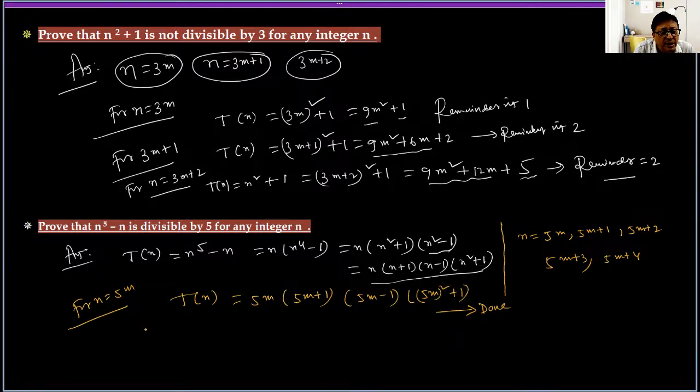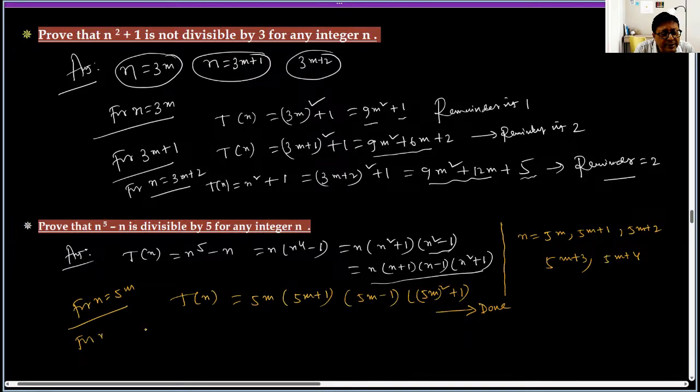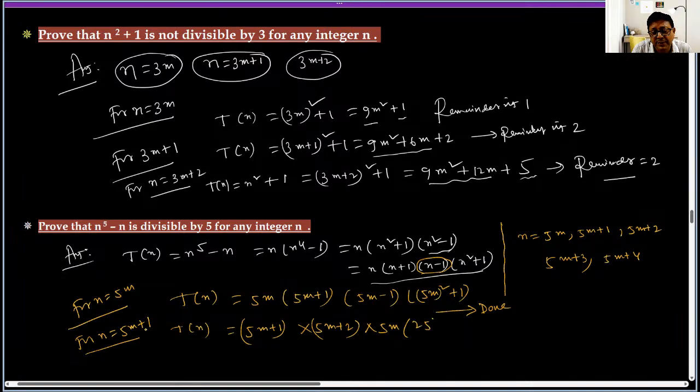Okay. Now for n equal to 5m plus 1. If you put 5m plus 1 here, this factor is going to be divisible by 5. Am I correct? Tn will be 5m plus 1, 5m plus 2, 5m.